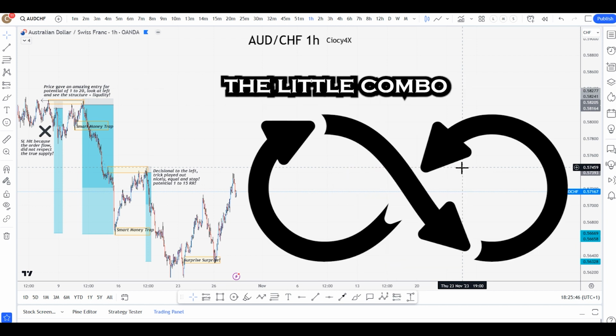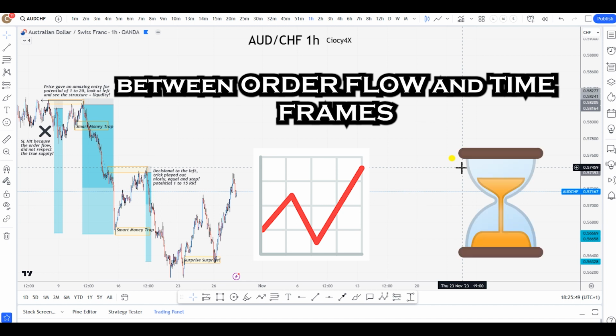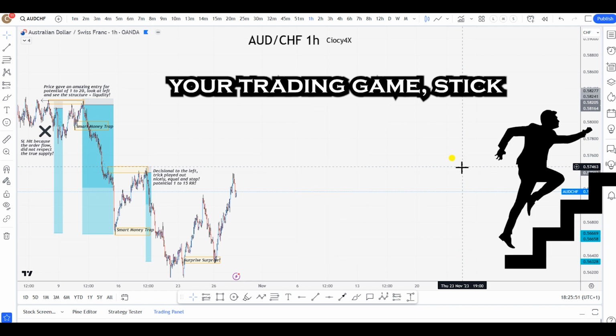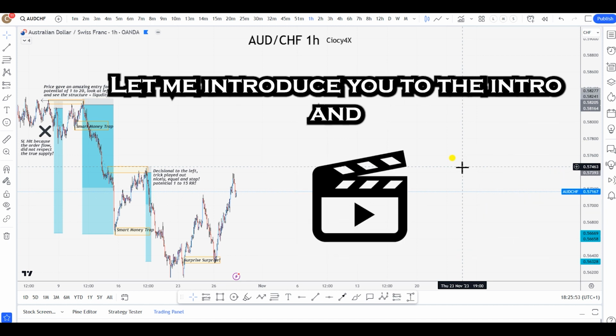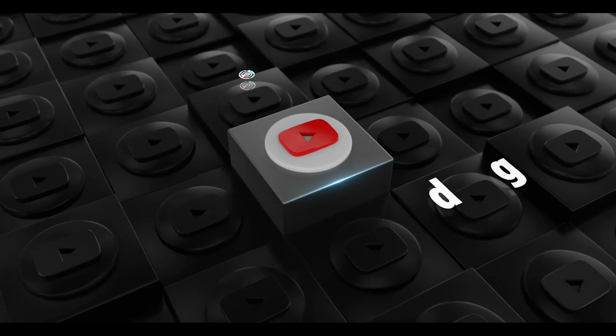I'll call it the little combo between order flow and time frames. If you're keen to level up your trading game, stick around till the end. Let me introduce you to the intro, and see you shortly, guys.